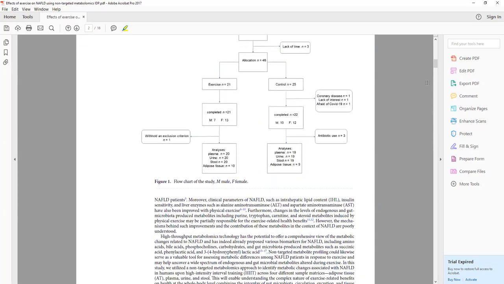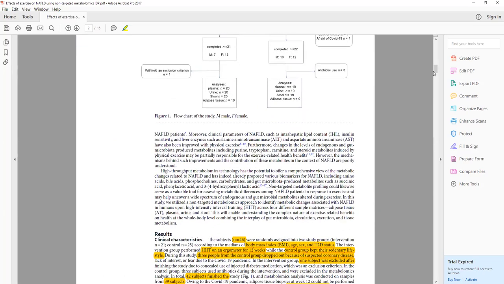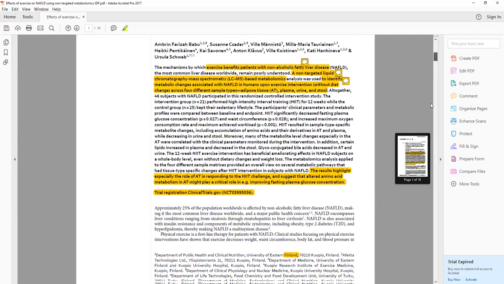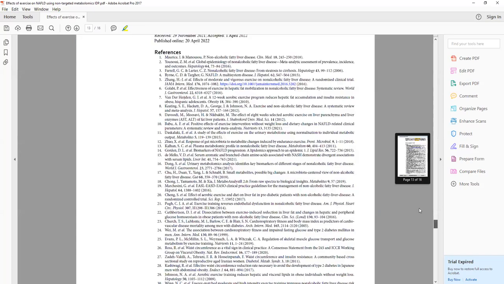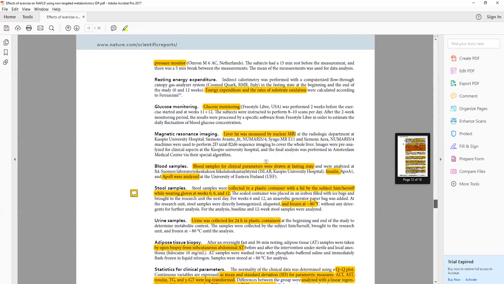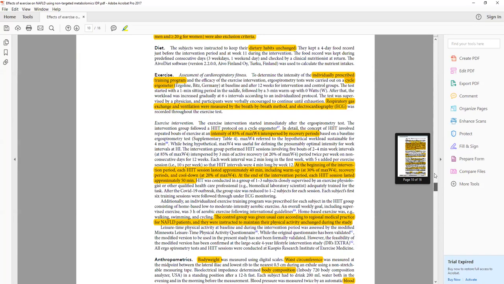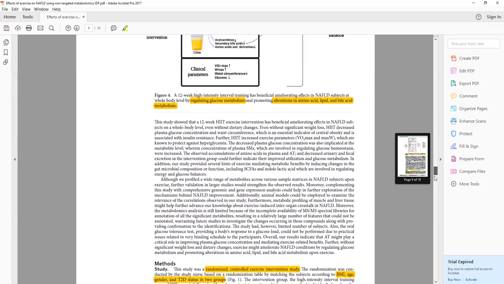Okay. So this is one of those weird papers where they have the results before the methods. I like seeing the methods first, but I'm going to go to the end. Forgive me for jumping around. So there's the methods.